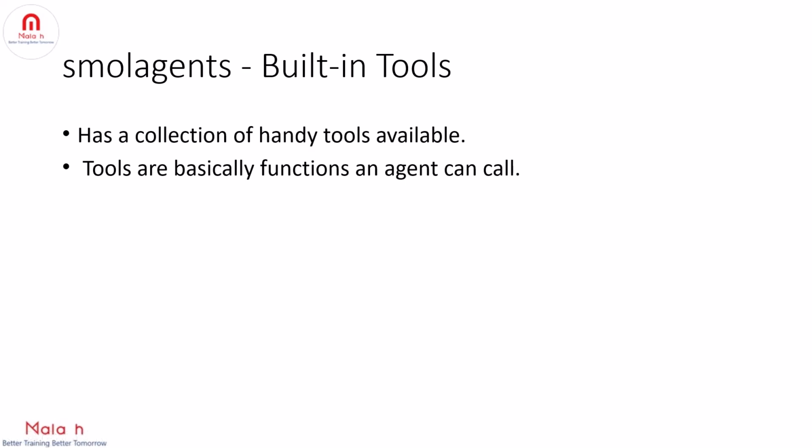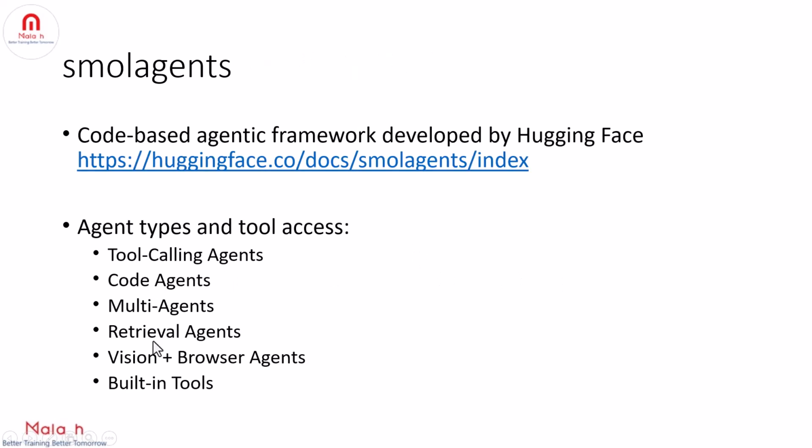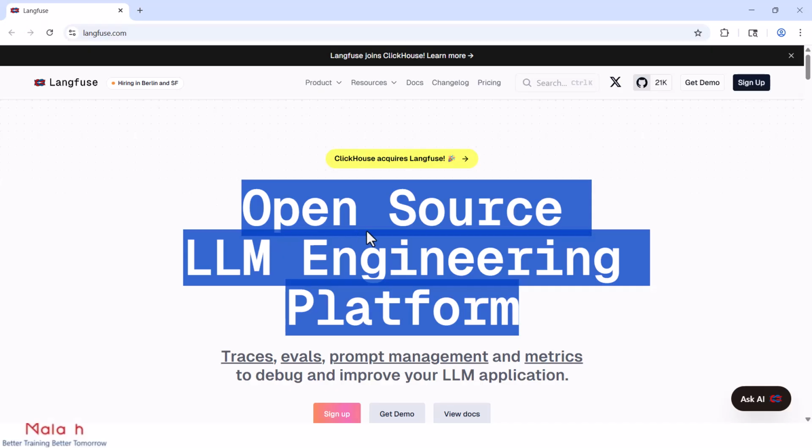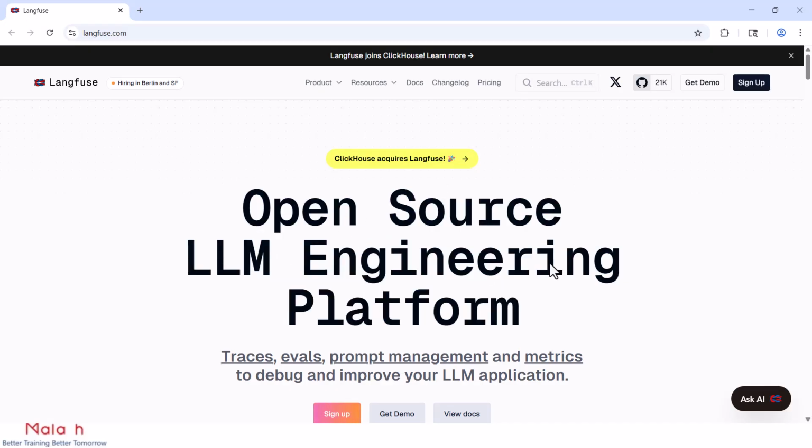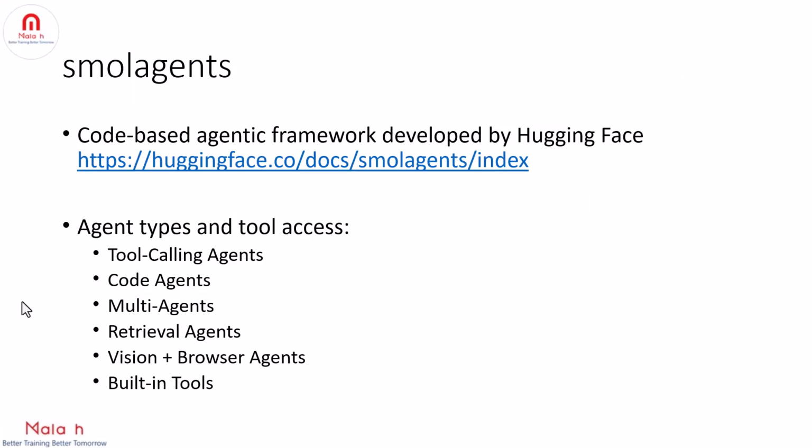or doing calculations. In addition to building these different types of agents, we will also evaluate the output generated by these agents. To evaluate the agent's response, we will use an open source LLM engineering platform, which is nothing but Langfuse. So let me take you there. Langfuse is an open source LLM engineering platform, and this is used to inspect the agent's thought process.